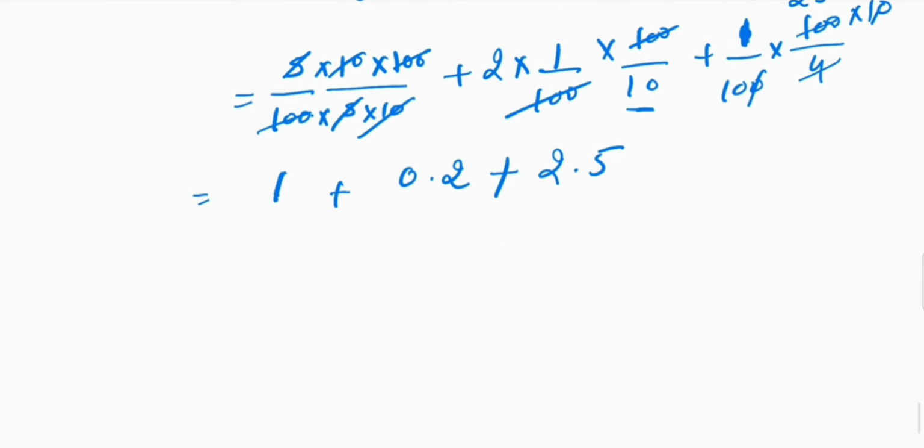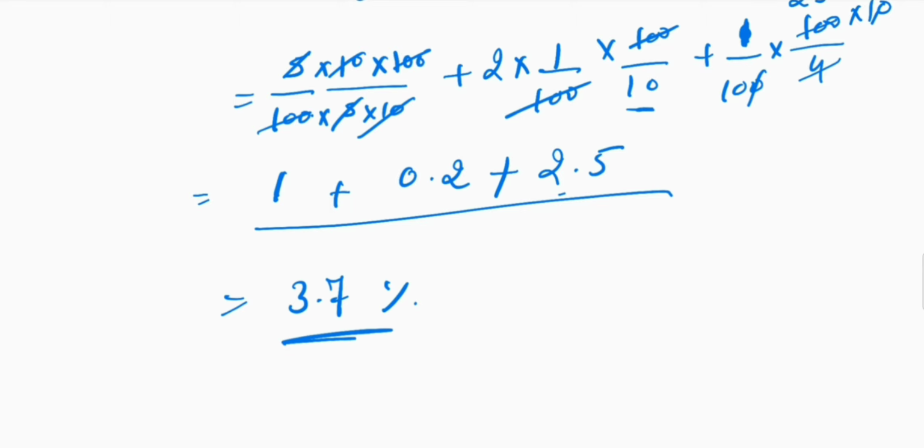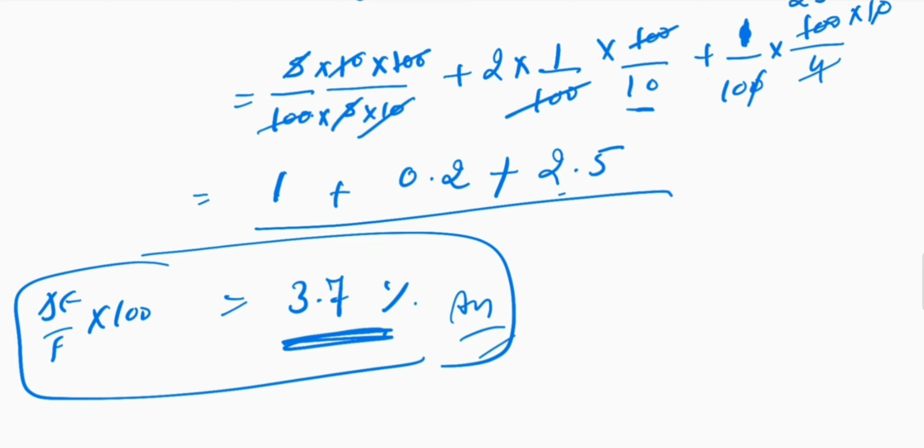So if we add all these, we'll get 3.7 percent. So this is the percentage error in force. This is my answer. So with this we have completed chapter 1, units and measurement. Thank you for watching.